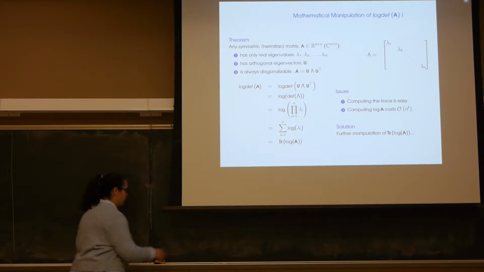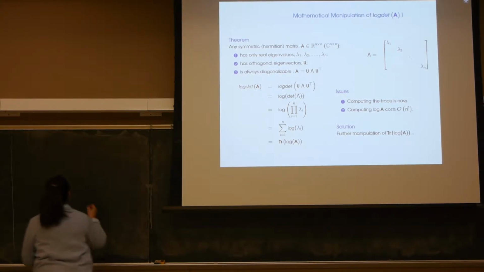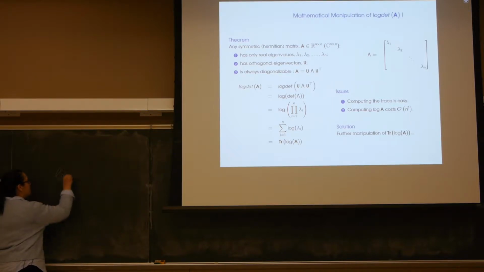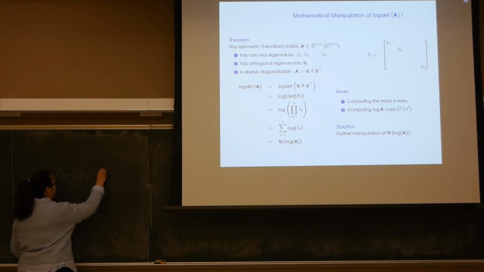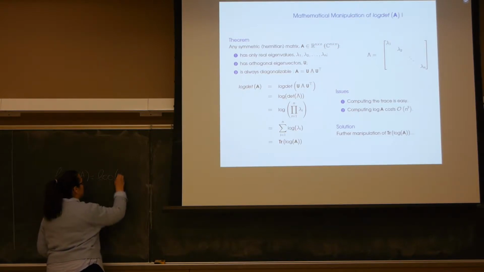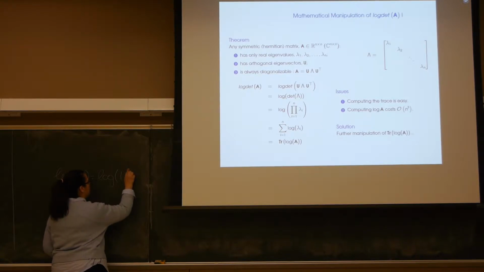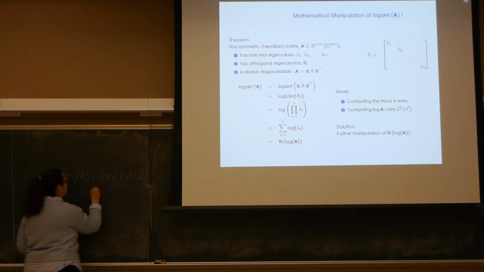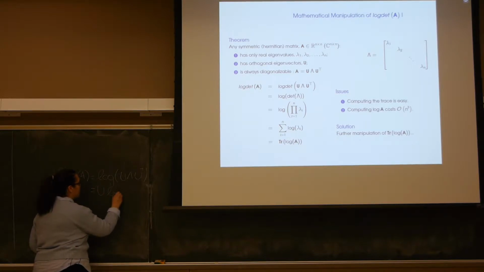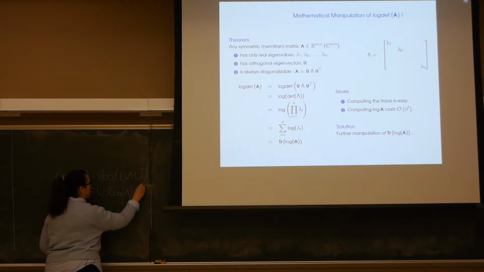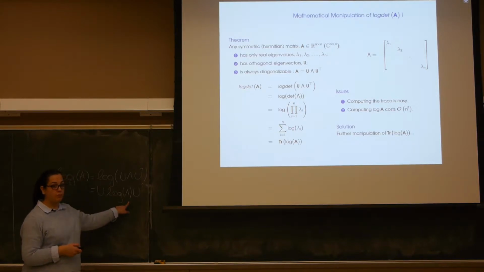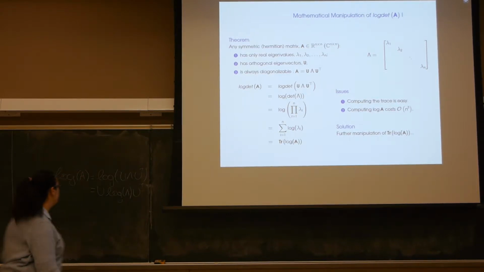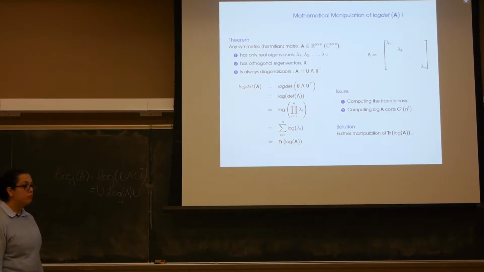The logarithm of A, if we have the eigenvalue decomposition, will be... so this quantity over here is the trace of this matrix. Yes? So the log of the diagonal matrix is the log of every entry on the diagonal. Yeah. Okay.